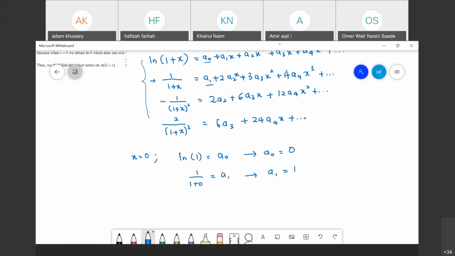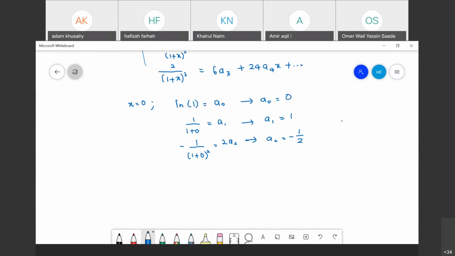And then the same goes with this third equation. We have 2A2, so our A2 now is equal to half. And the last equation will be 2 over... So our A3 is equal to 1 over 3.